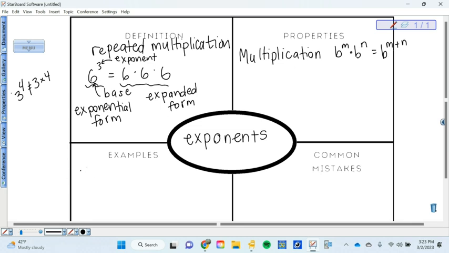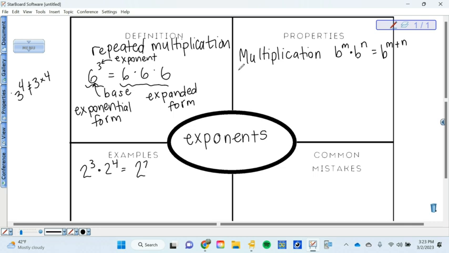So like this, if I have 2 cubed times 2 to the 4th, what does that equal? Not to the 8th. 2 to the 7th. 2 to the 7th, right? 3 plus 4 gives us 7. Base stays the same.